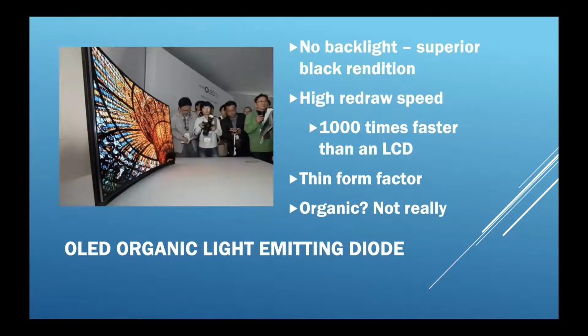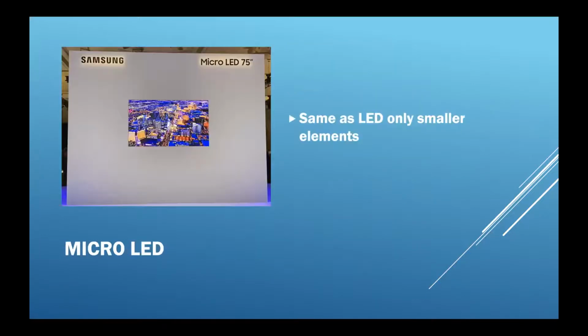Then there's OLEDs, organic LEDs, and these have no backlight. These have their own light generation. They have a very high redraw speed, and they're 1,000 times faster than an LCD. They have a thin form factor. Organic, not really. They use organic chemistry, but the things aren't really alive. It's not really organic. And then micro LEDs, which is the same as an LED, only smaller.